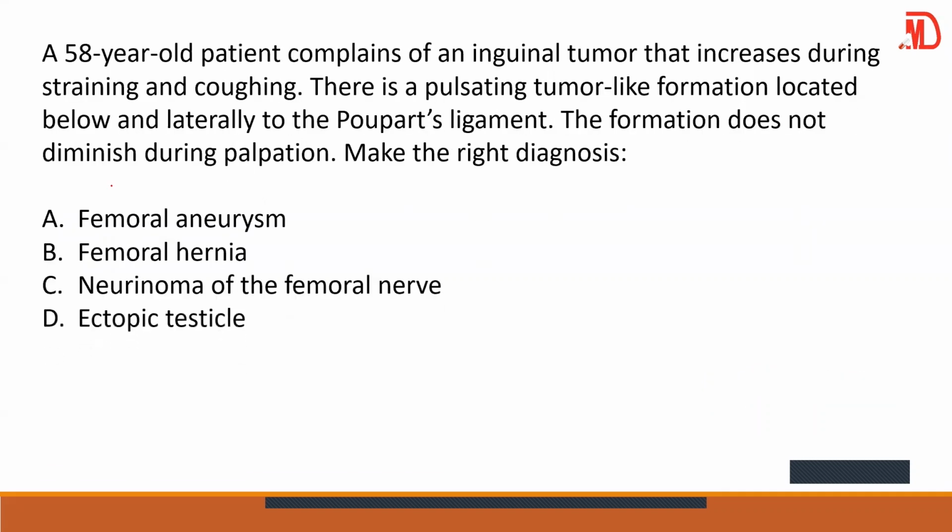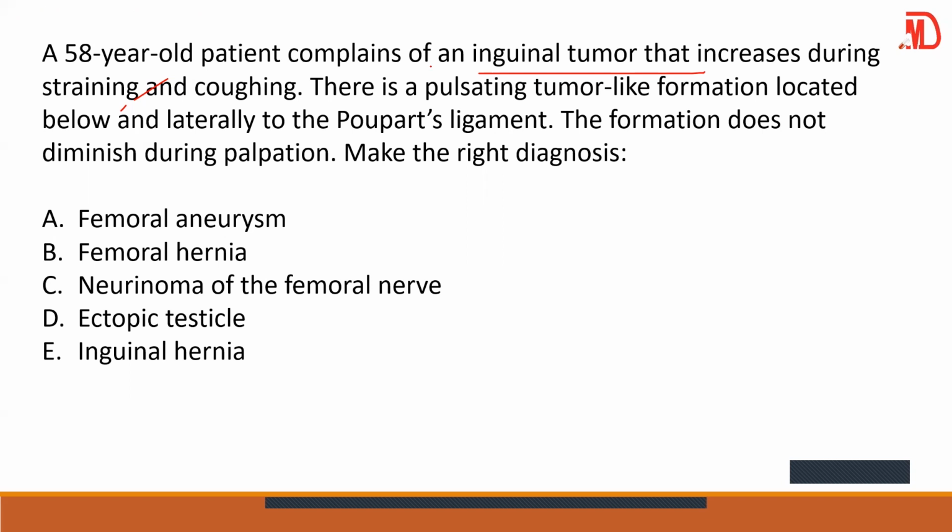So we have a 58-year-old patient complaining of an inguinal tumor that increases during straining and coughing. So for me, anytime I hear of these things, ideally what comes to my mind would be a hernia. All right. It automatically comes to me as a hernia. But let's read and see if it is a hernia, or if it's not, because it can be a lot of differentials. But for me, one of the things that came to my head was hernia. But of course, they said that this was an inguinal tumor.